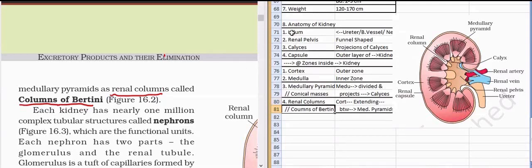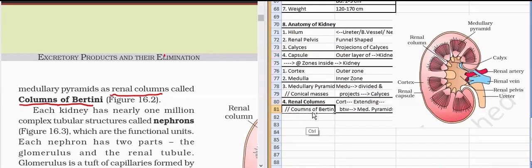So you see the total topic is divided into 1, 2, 3, 4, and again 1, 2, 3, 4. If you want, you can separate it also. So hilum, renal pelvis, calyces, capsule. Next, cortex and medulla. Medulla becomes medullary pyramids. Cortex becomes renal columns. So this you have to remember.